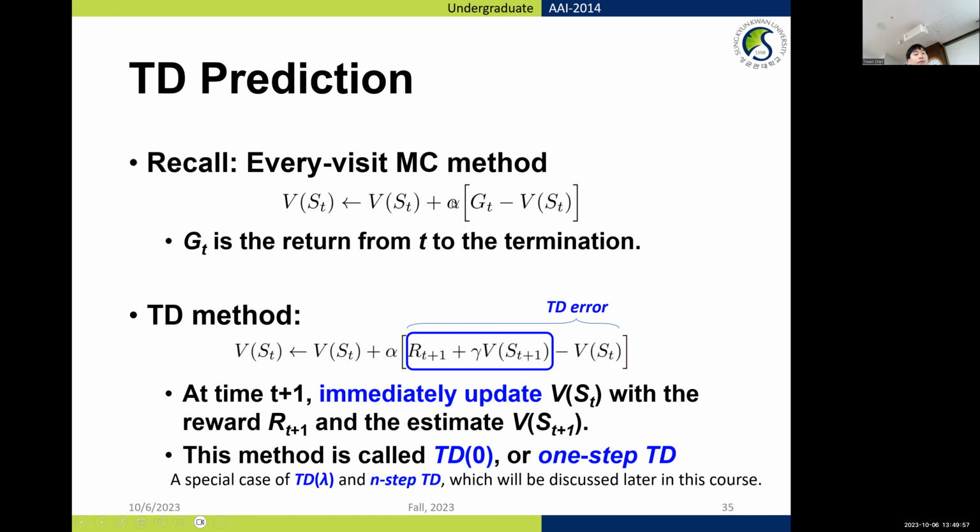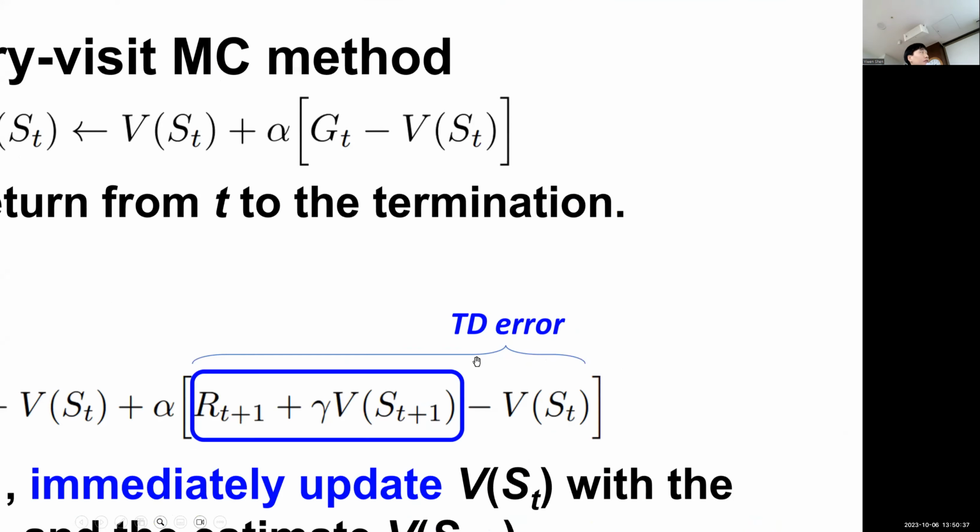Alpha is a step size. Previously, if you use off-policy, alpha becomes W divided by the sum of W. So alpha can have different settings. Then G_t is a return, right? From time t until the termination. Now the TD method is that instead of using G_t from t to termination, we use the immediate update V(S) from the next time step, which is here.